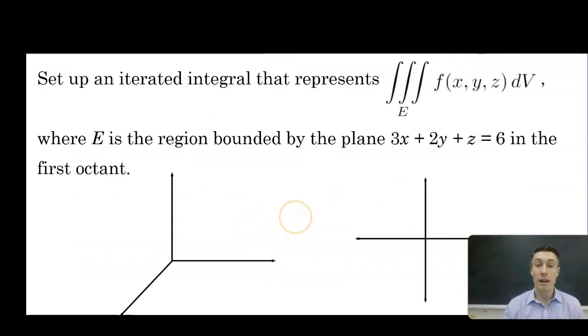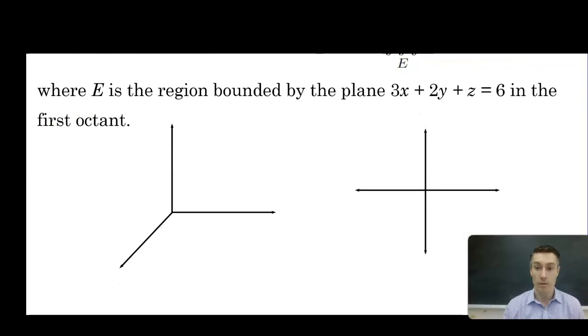Set up an iterated integral that represents the triple integral over the region E of the function f of x, y, z dV, where E is the region bounded by the plane 3x + 2y + z = 6 in the first octant. From this point forward, we're not going to actually do any integration. We're going to focus our efforts on setting up the bounds of integration, since that's the more challenging part. The integration really just follows from all the work we've done with our double integrals.